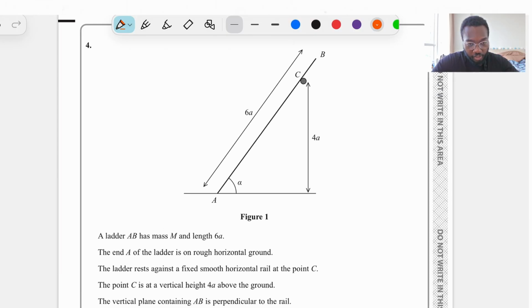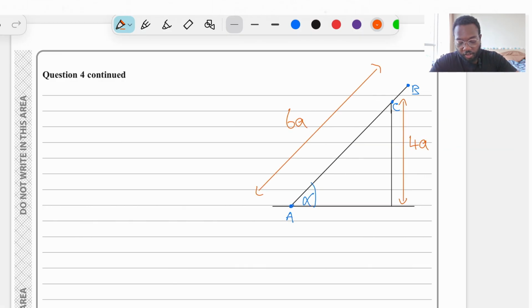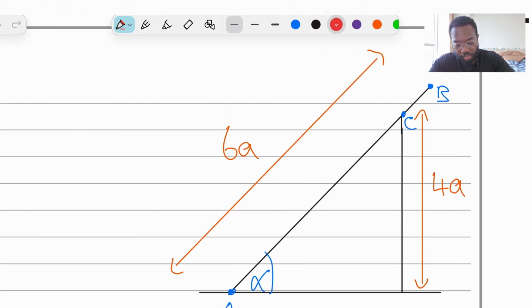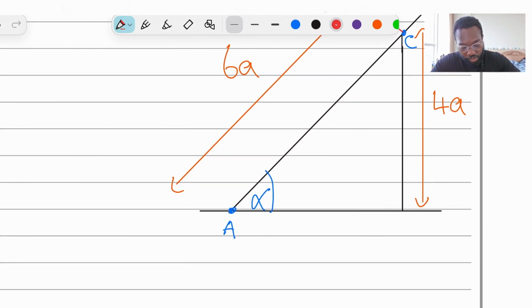So first things first, where do we begin? Well, let's begin with that value we want to work out, the normal reaction at C. So we know that at C, there's going to be a normal reaction here. Let's call it RC newtons. That's what we want to work out. We're also told that we're going to have a normal reaction at A as well. That's the ground. So that will be RA newtons.